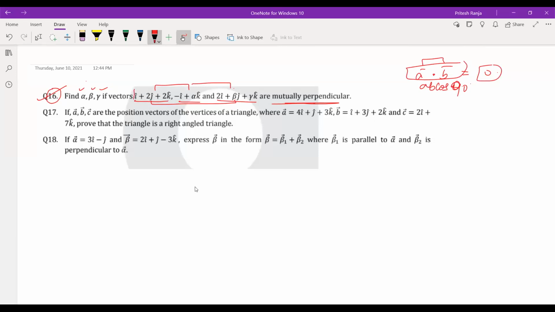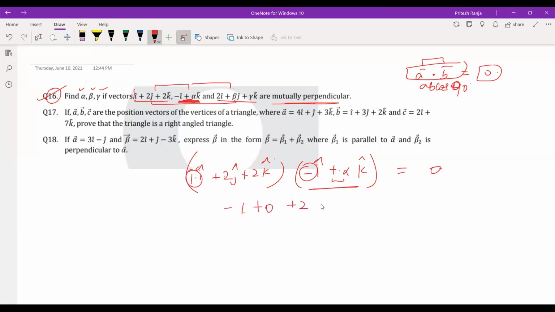So there are three vectors here. One is I cap plus 2j cap plus 2k cap, and another one is minus I cap plus alpha k cap. So just take this dot, you will get the result as 0. So while taking the dot, we multiply the coefficients together. So here we get 1 into minus 1, that is minus 1. Similarly, 2 into 0, because there is no term containing j cap in this second part, plus 2 alpha. So here we get alpha as 1 by 2.